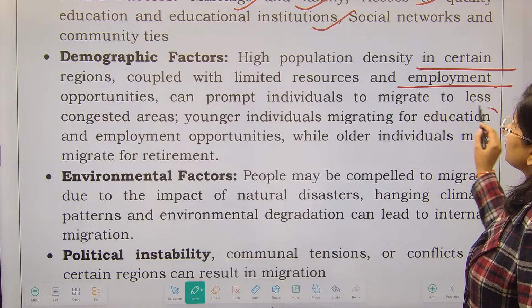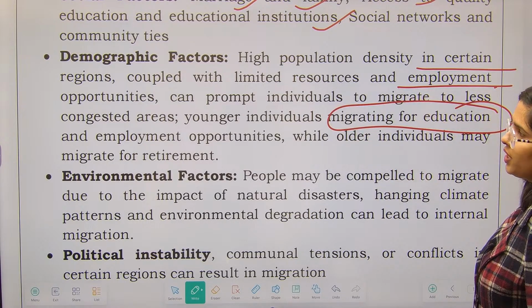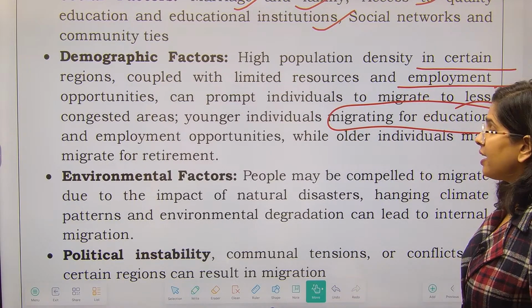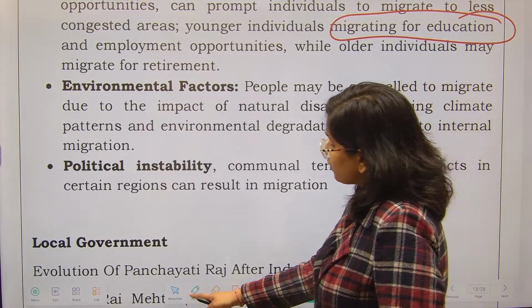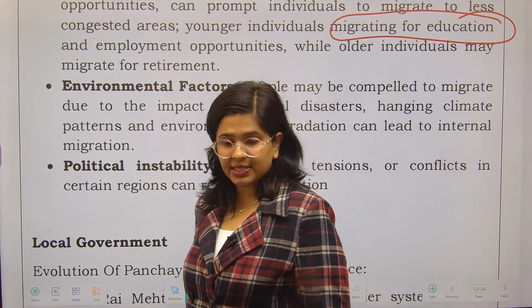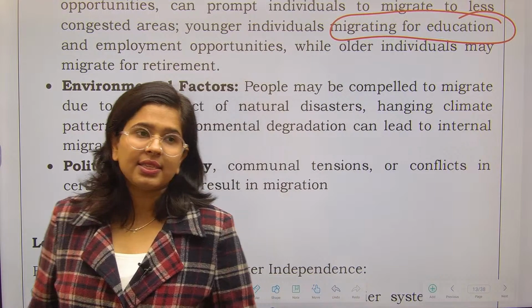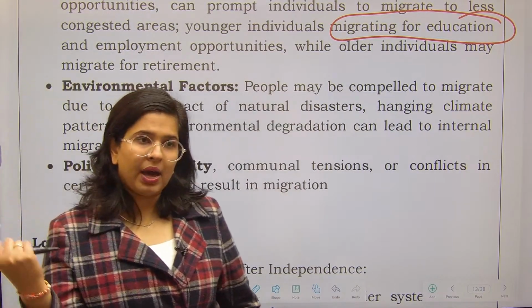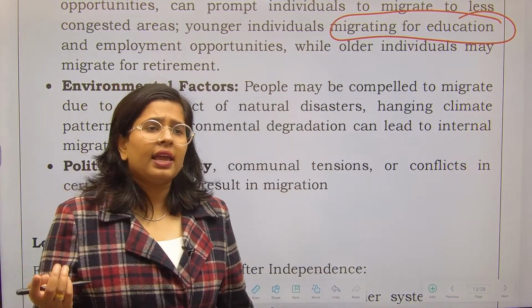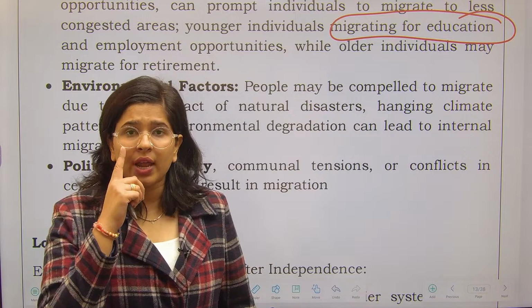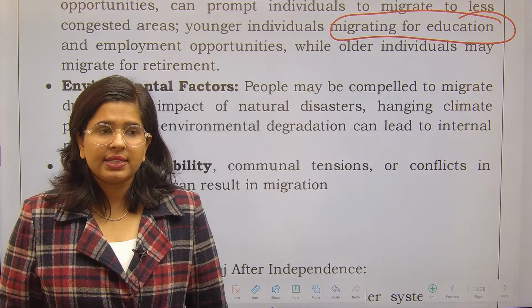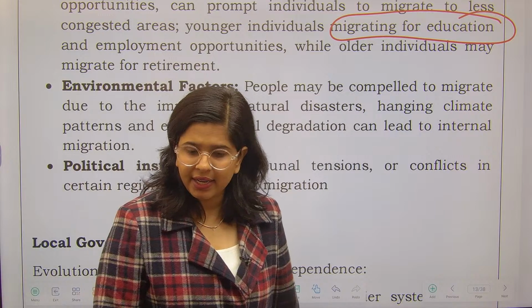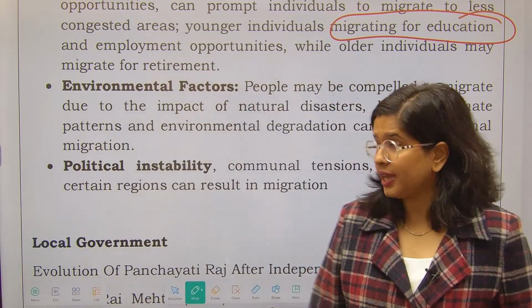Why are younger individuals migrating? They are migrating for education and employment. Then there are environmental factors as well. Some regions are prone to natural disasters. For example, in our country, the area bordering Nepal, and Nepal as a whole, are very prone to natural disasters, for example, floods and earthquakes, right? So we always see out migration from such areas.